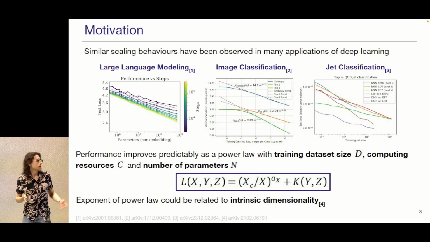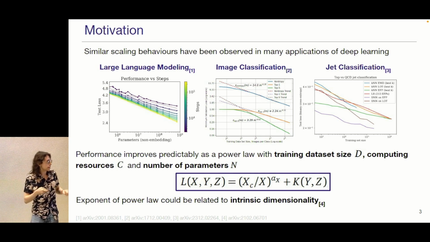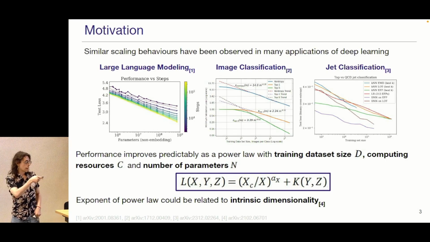The theory behind this has been a bit behind, but there are a few people who suggest that there is a relation between this exponent and the intrinsic dimensionality of the data, which for things like large language modeling is maybe a bit ill-defined, but they do some things to estimate the dimensionality of their data. They see a correlation, but that's the context.